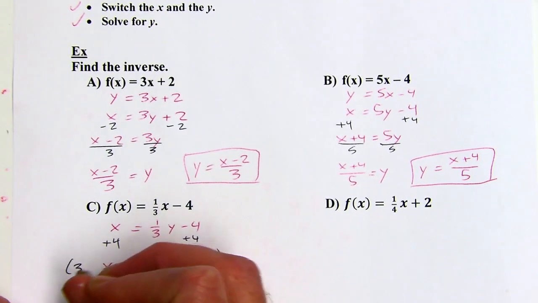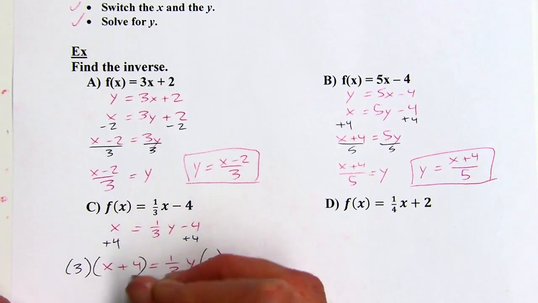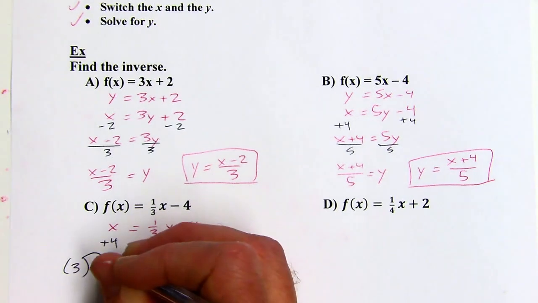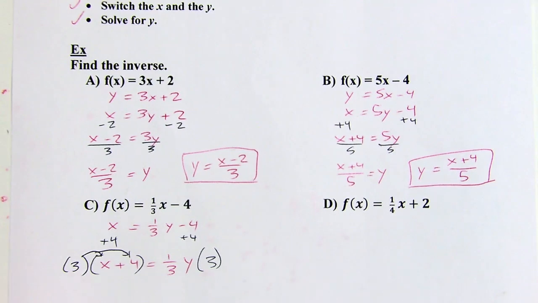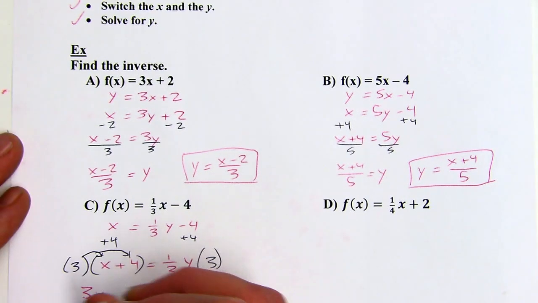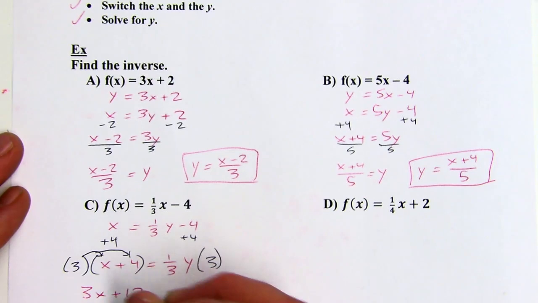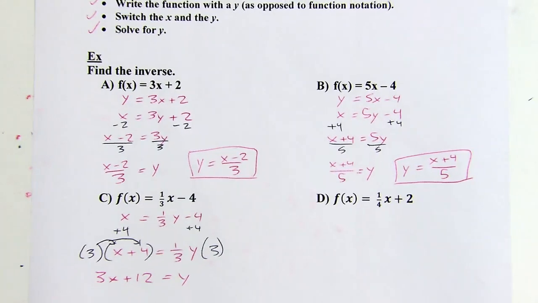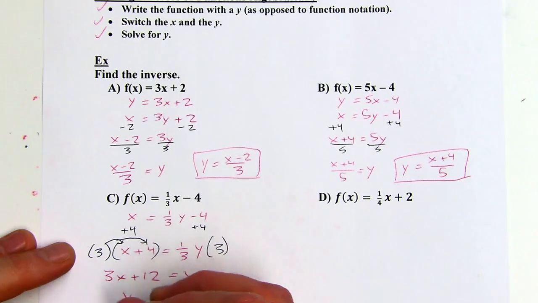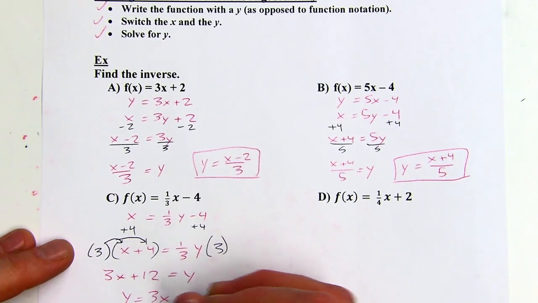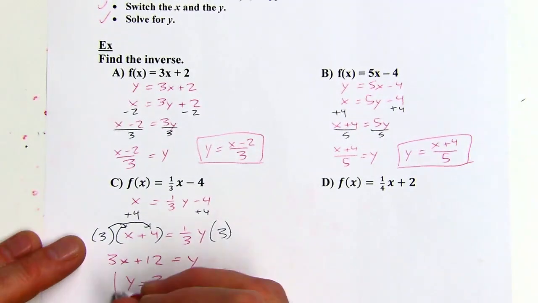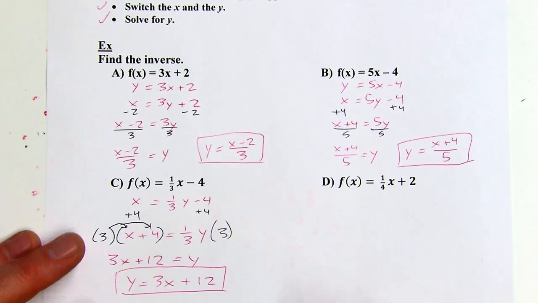Okay, so on the left side, I want to do 3 times everything, times that quantity (x plus 4). So I'm not just multiplying the x by 3. I want to multiply the x and the 4 by 3. Okay, so that'll give me 3x plus 12 equals y. Okay, and I'll just flip this around. Okay, and there we go. There's my inverse. And let's try one more.